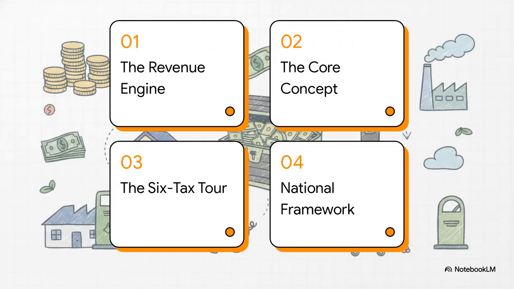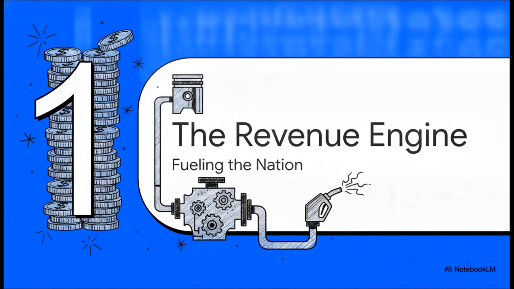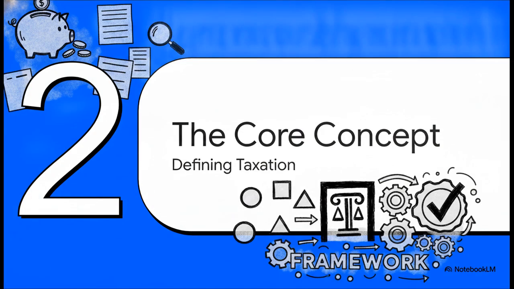Here's our structured agenda for today's session. 1. The revenue engine. 2. The core concept. 3. The sixth tax tour. And finally, 4. The national framework. Let's kick things off with Section 1, the revenue engine. Moving right along to Section 2, the core concept.